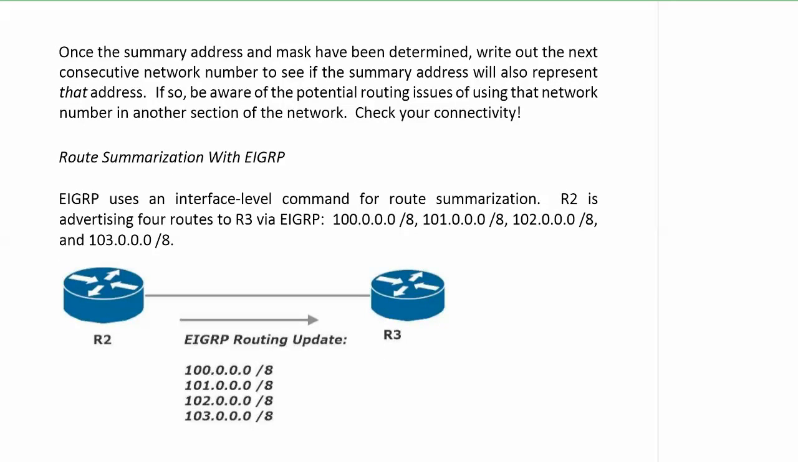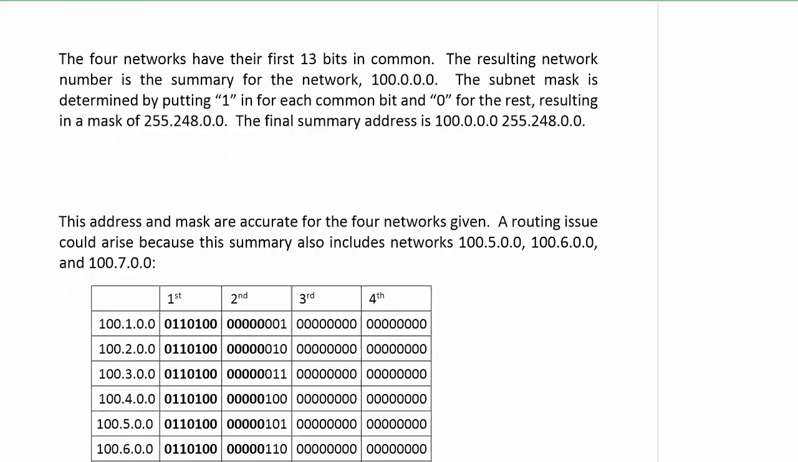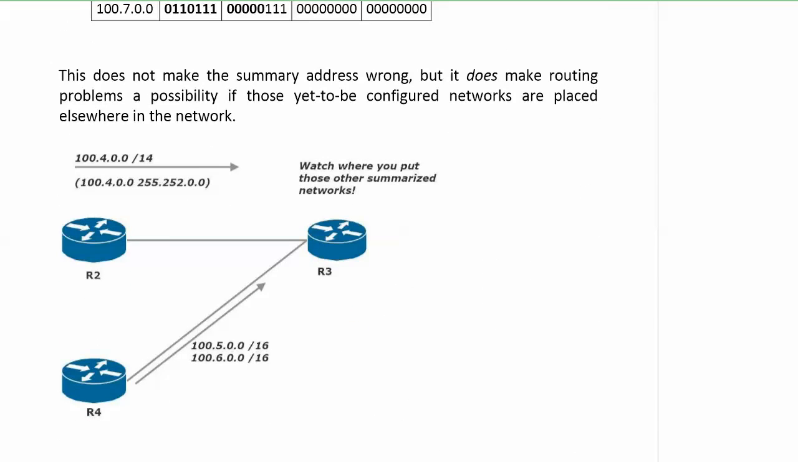Again, once you've got that summary address and mask determined, write out the next consecutive network number and see if the summary address would also represent that address. You'll save yourself a lot of headaches. Just check your connectivity afterwards. In that previous diagram, and let me go back to that, what you could do is when you set this up and say, okay, is this summary going to botch my routing up? Let me send some pings from router 3 to these two networks and see if they're all going down to 4 or if they're being load balanced between 2 and 4. There are all kinds of scenarios that could happen.